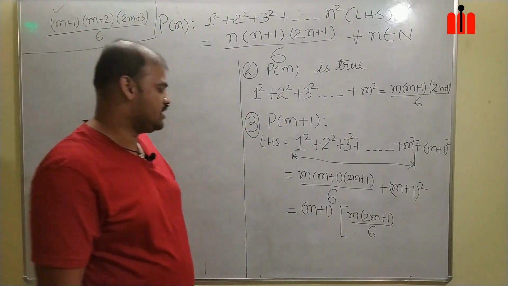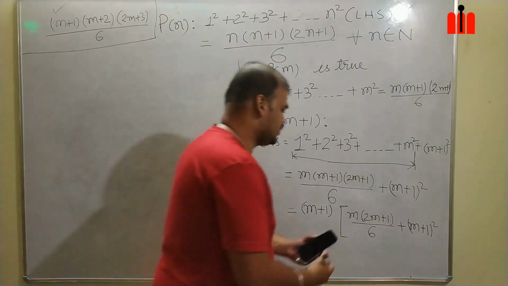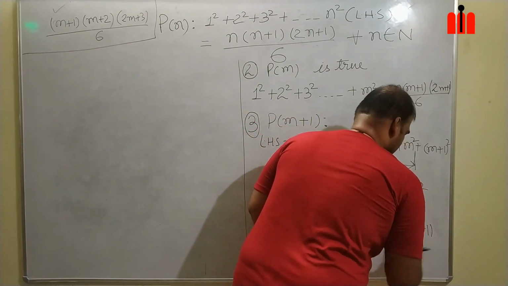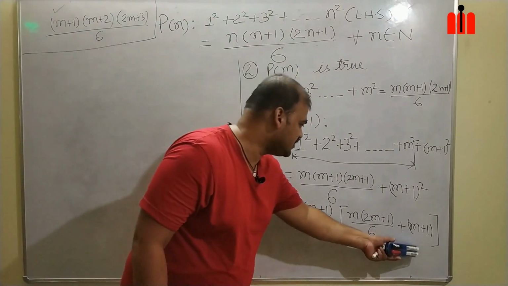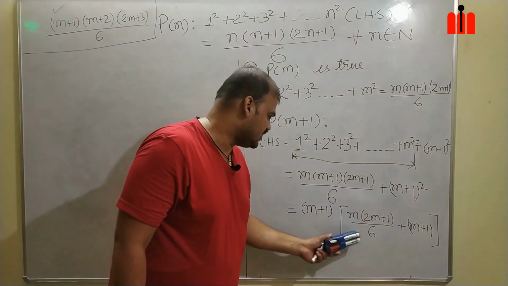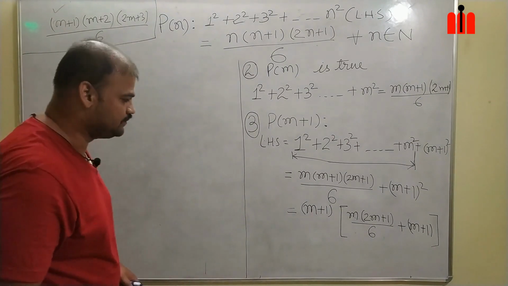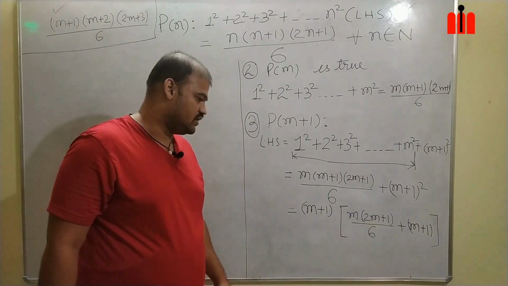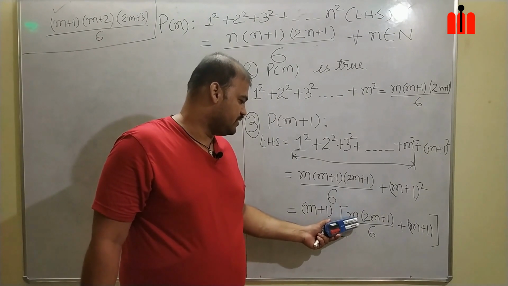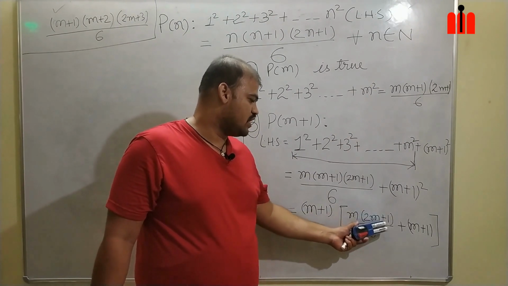And for this you will be having m plus 1 whole square. Sorry, as m plus 1 you have taken out, there will be only m plus 1 left over here. This m plus 1 into m plus 1 gives m plus 1 whole square. Now you take LCM and multiply m with 2m plus 1. So m into 2m is 2m square, plus 1 into m is m, so it will be 2m square plus m.